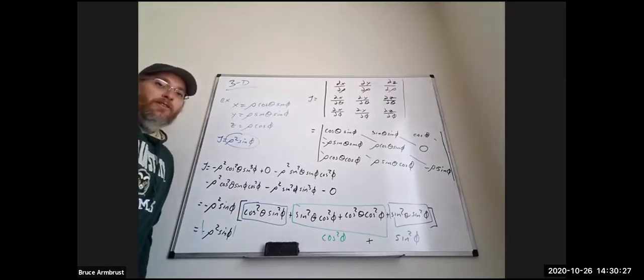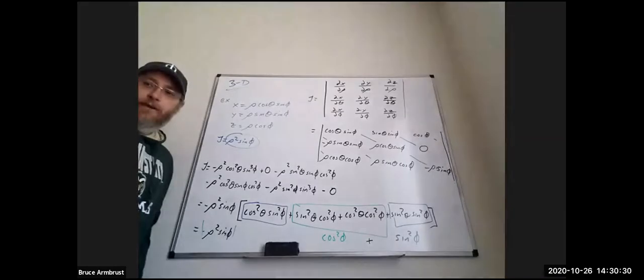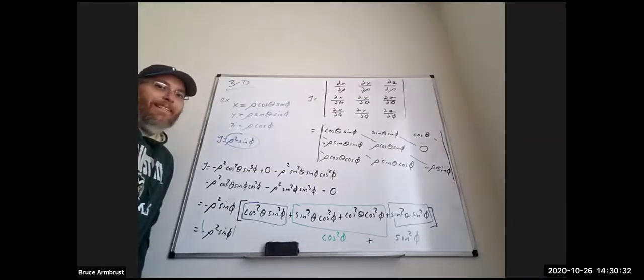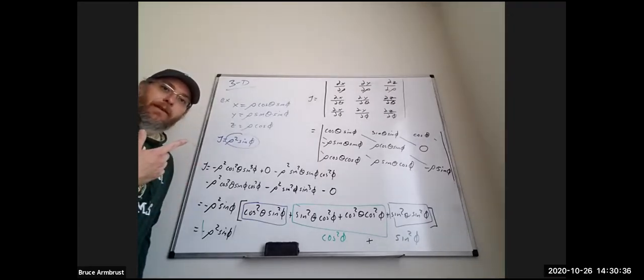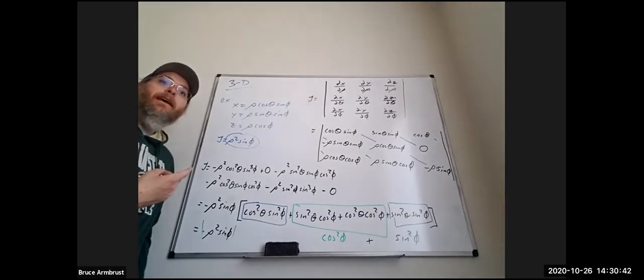All right, so the moral of the story here is that when you go to 3 dimensions, nothing changes. You still create the matrix. It still houses all these partials, right?